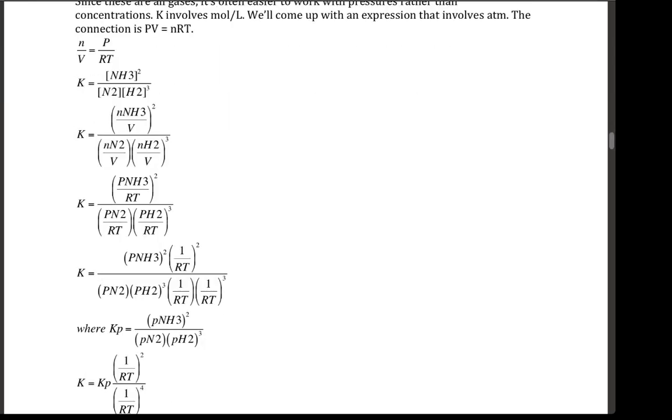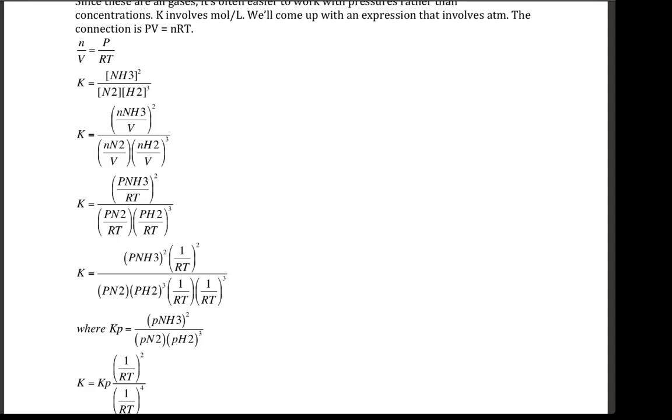And we are going to pull out the RT terms. Notice RT is always a constant. T is just the temperature of the flask. They all have the same temperature. So the RT is the same RT no matter whether we're talking about ammonia or nitrogen or hydrogen. So we're going to separate the pressures, which are in fact partial pressures, from the 1 over RT parts.